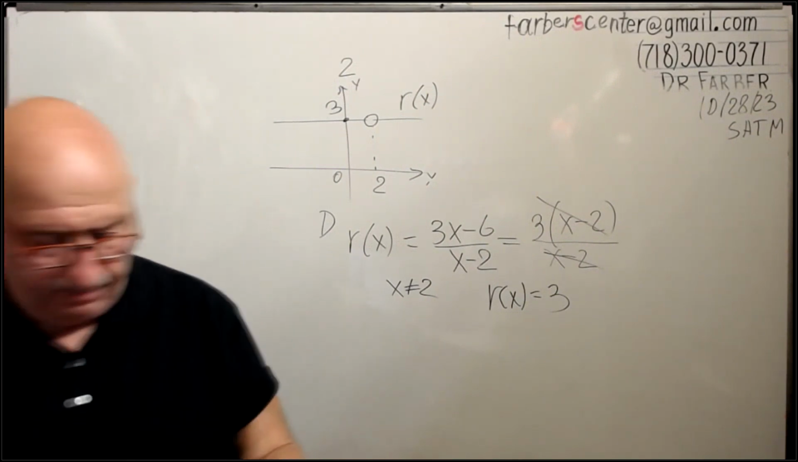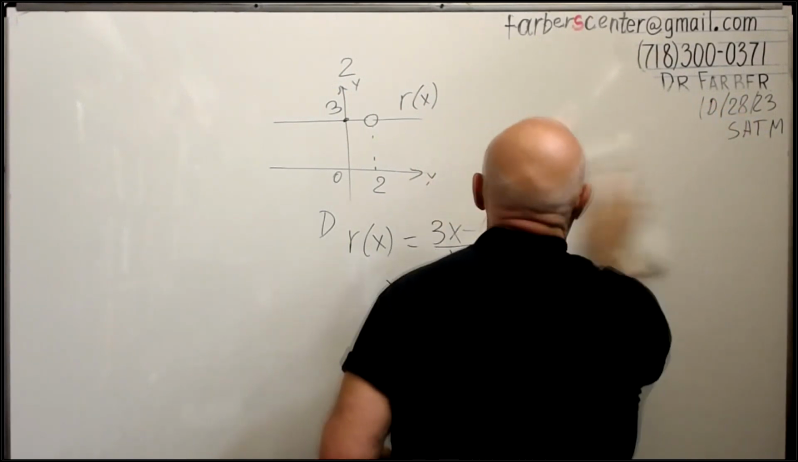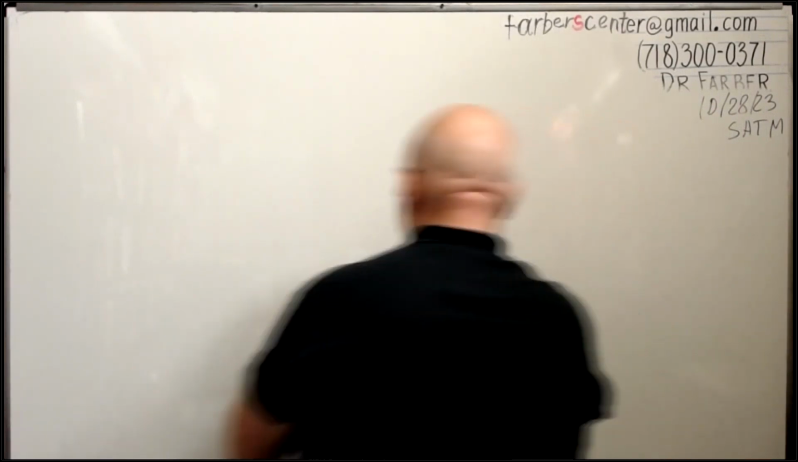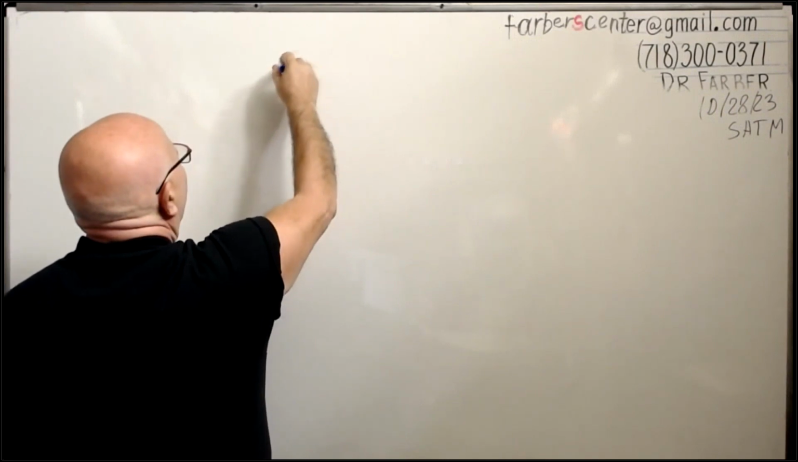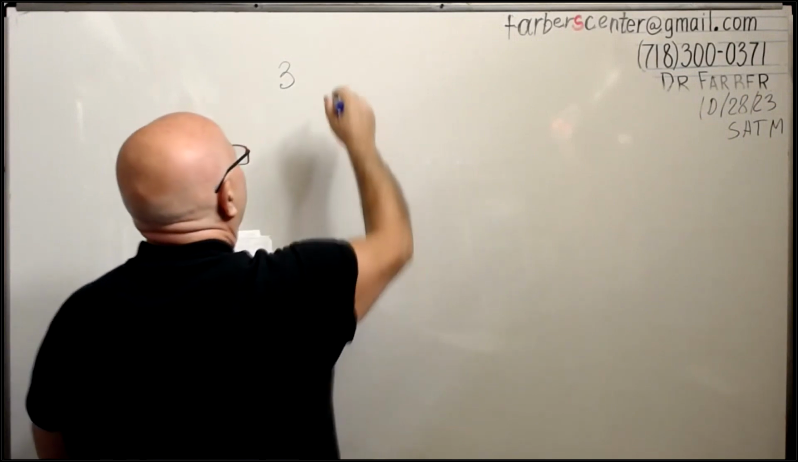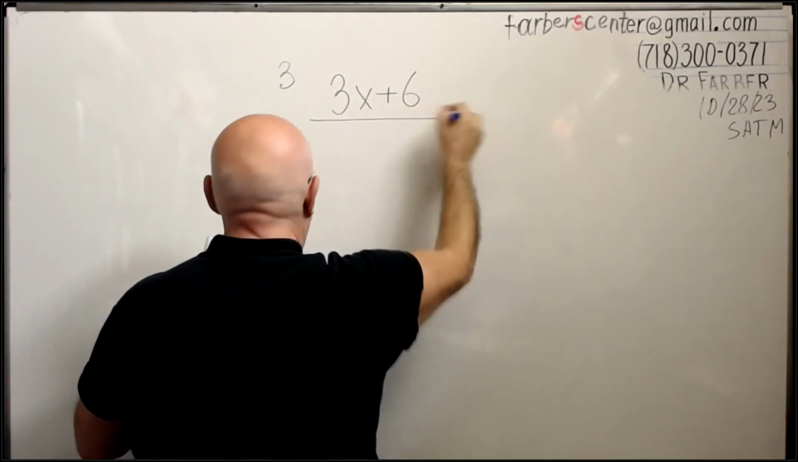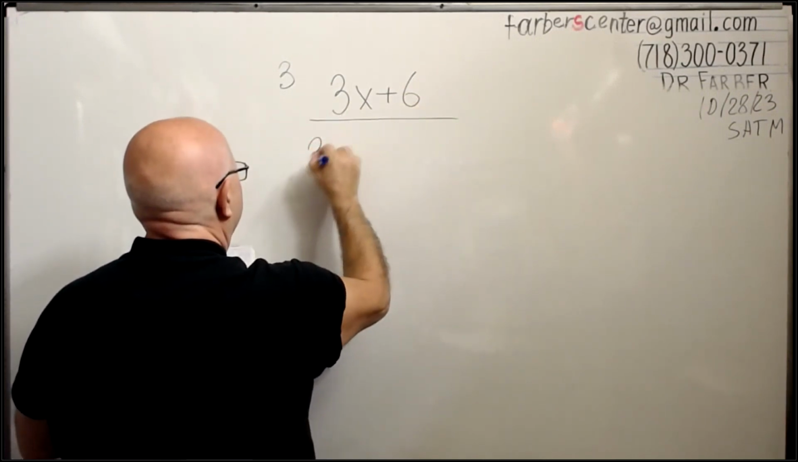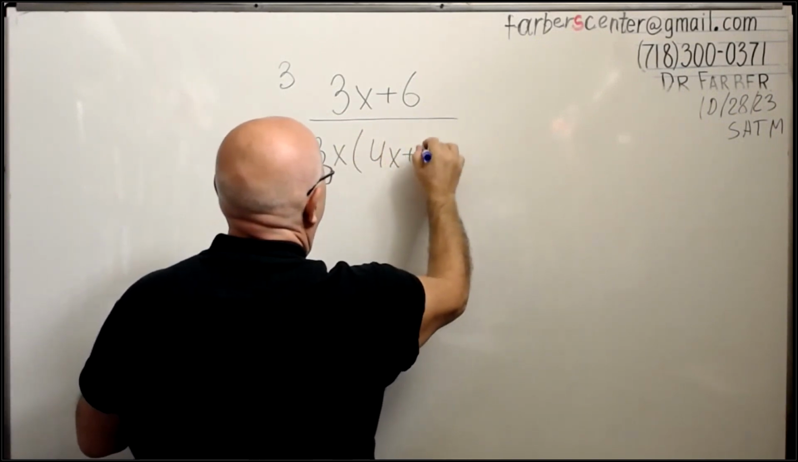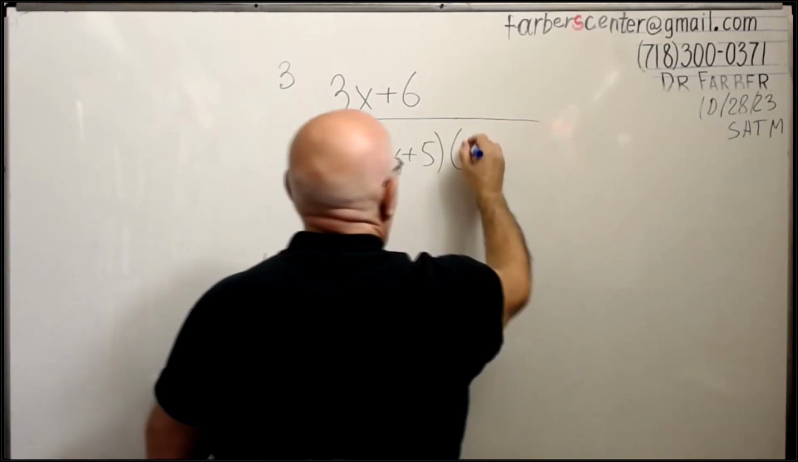Number 3. Again, without hesitation, ask me. In number 3, what do we have here? 3x plus 6, and write it down together with me: 3x times (4x plus 5) times (x minus 1).